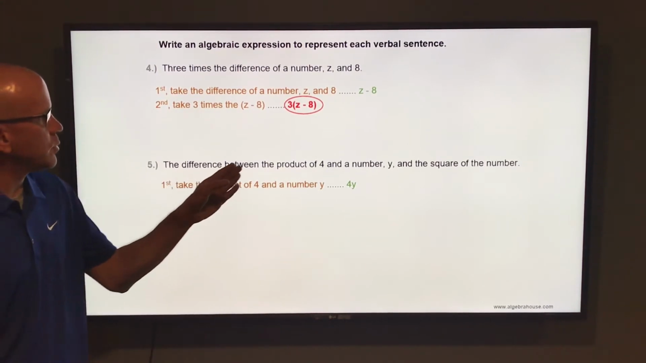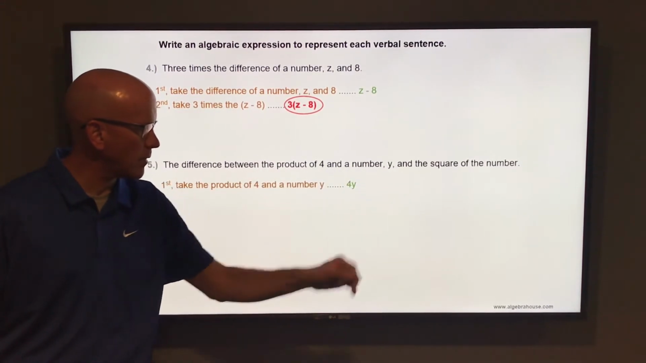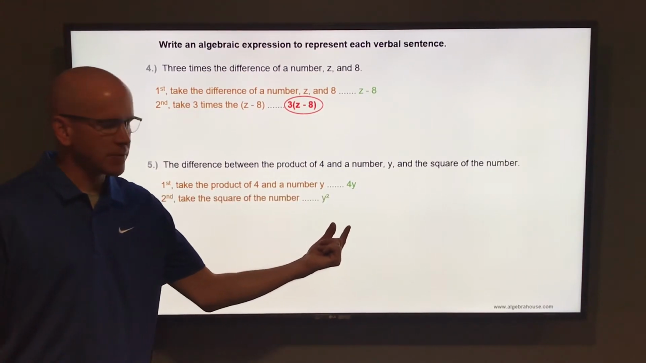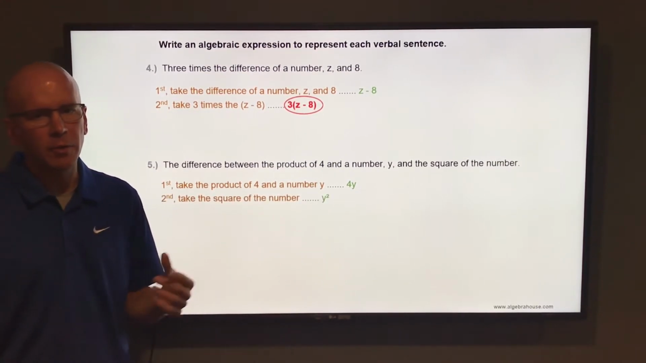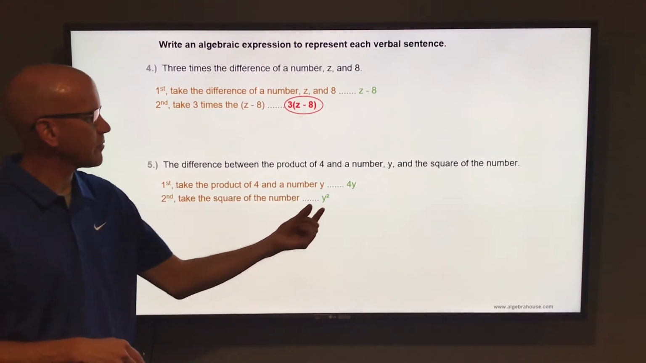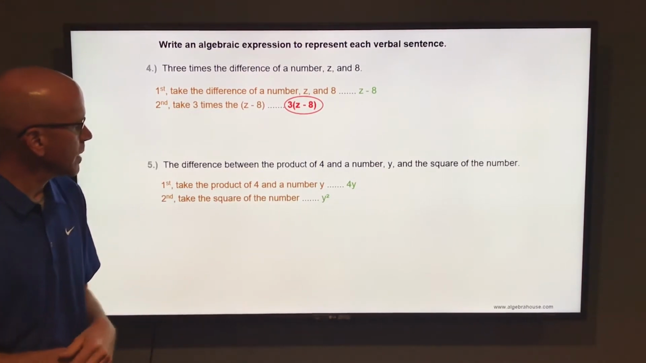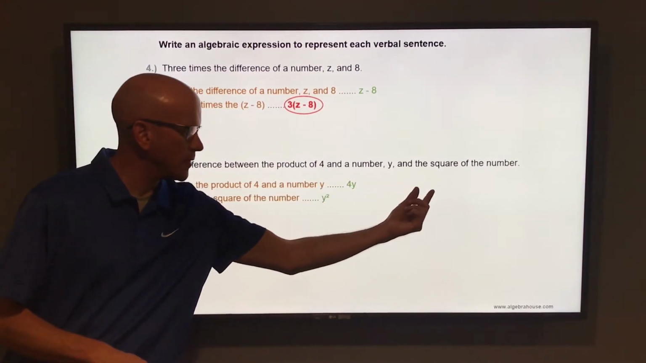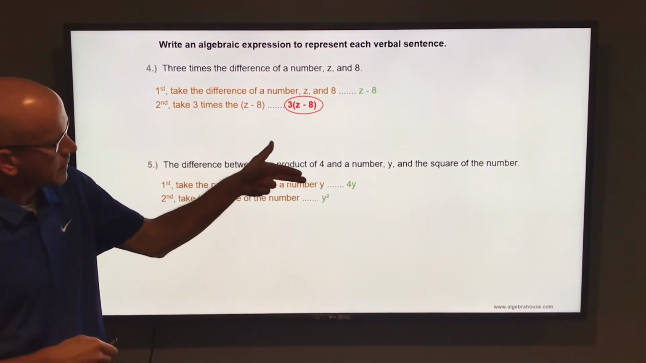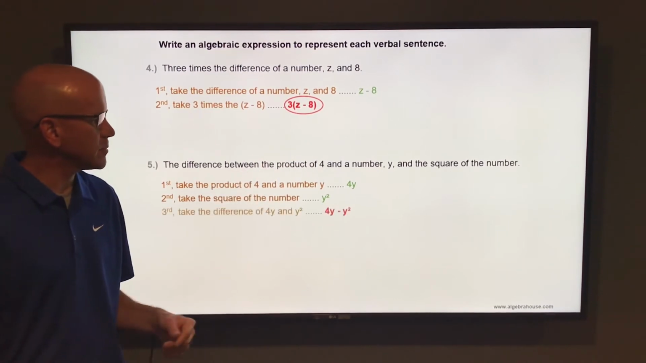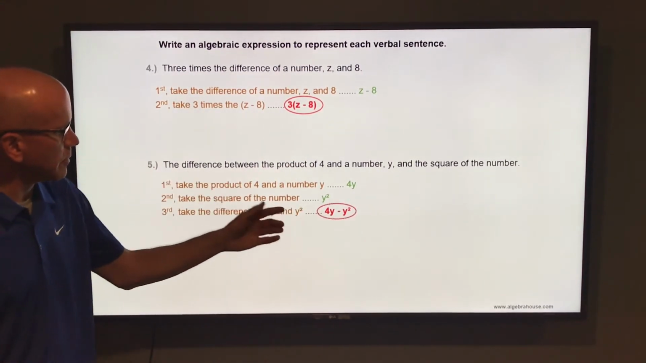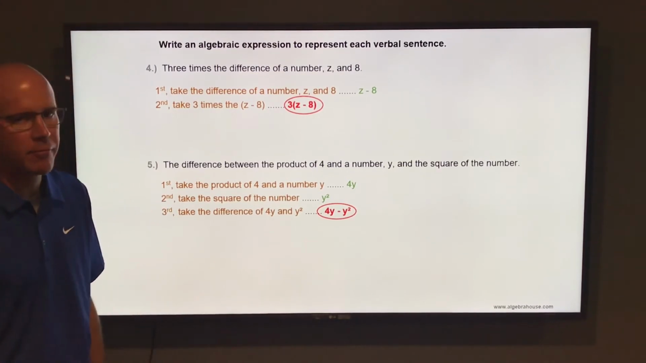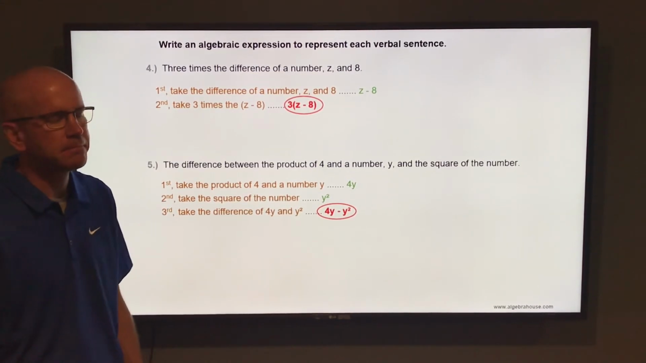The difference between that and the square of the number y, well, the square of the number y, you would write that as y squared. Again, when you square a number, you're multiplying it by itself, also represented with an exponent of 2. So we're taking the difference between that product of 4 and a number y and the square of the number y. So it'd be 4y minus y squared. That is the difference between the product of 4 and a number y and the square of the number. 4y minus y squared.